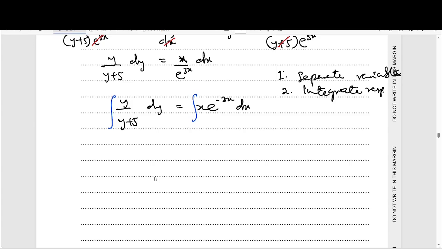Right? So let's attempt the left hand side. How are we going to integrate the left hand side? Let me write it here. For the left hand side, there are at least two ways you can integrate this, because this is an improper rational function. It's improper because the degree of the numerator is the same as the degree of the denominator, which is 1.